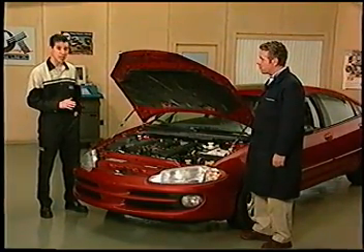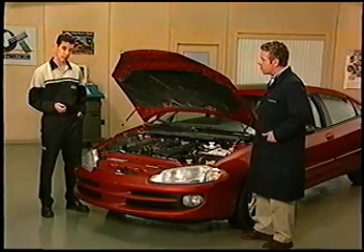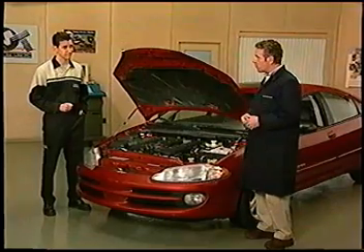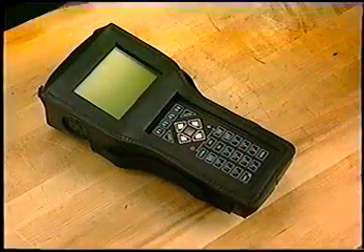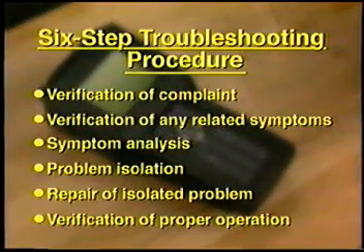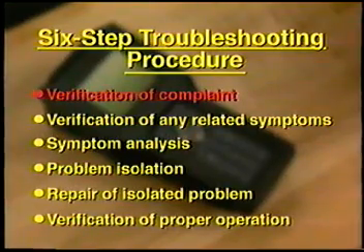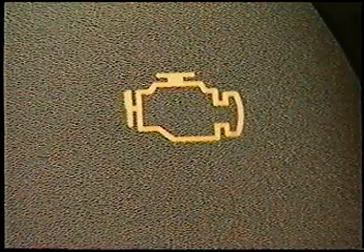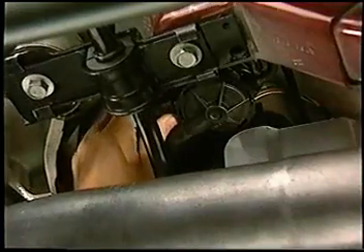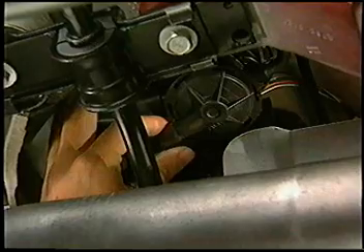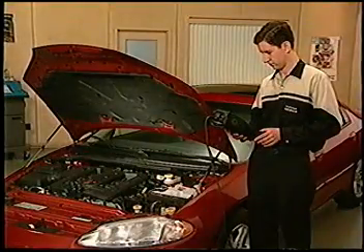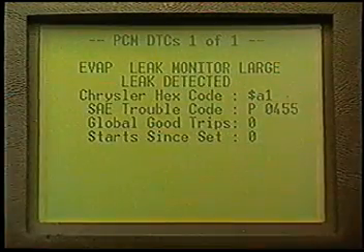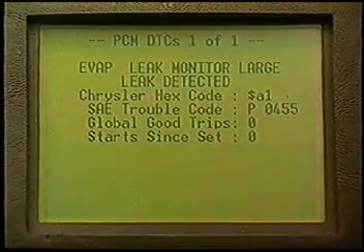Right. I think there may be a leak in the evaporative system, but I'm having trouble finding it. Okay, well, start at the beginning and tell us what you've done so far. Okay. As instructed by the 6-step troubleshooting procedure, I began my diagnosis by verifying the complaint, which was easy enough because the MIL was illuminated in the instrument cluster. Next, I tried to determine if there were any related symptoms. I then used the DRB3 to check for DTCs and discovered that there was a leak in the evaporative system.